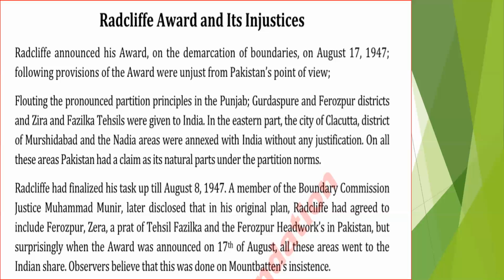Mountbatten's insistence. I told you the history, because Mountbatten was a close friend of the Hindu leaders and he wanted to favor India. And at a very last moment, when this partition plan was announced, these areas, which wanted to be part of Pakistan, were given to India, and all this was done at Mountbatten's insistence.